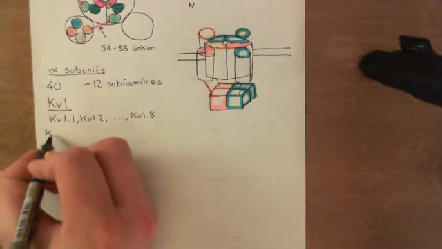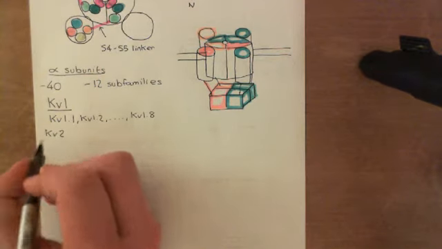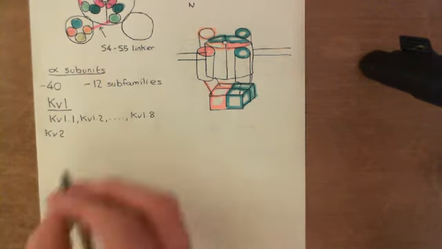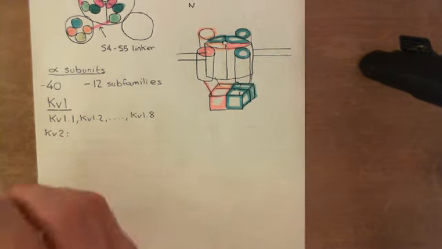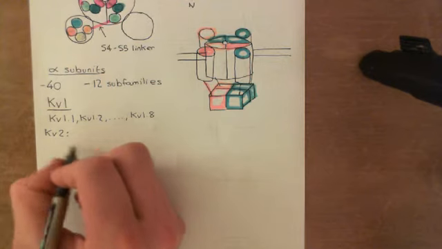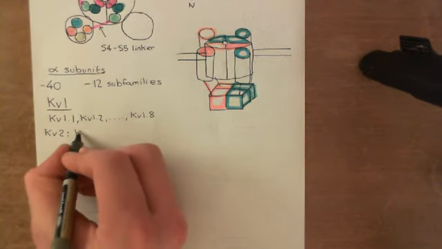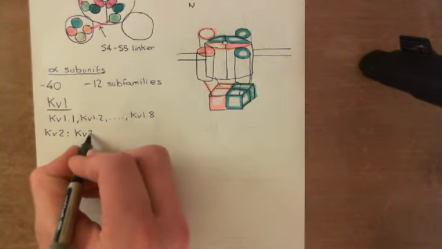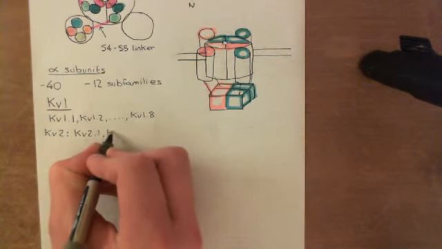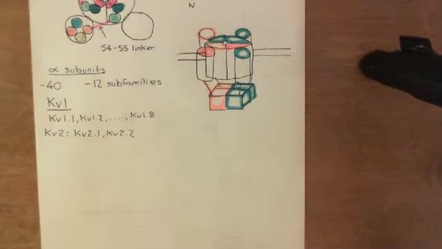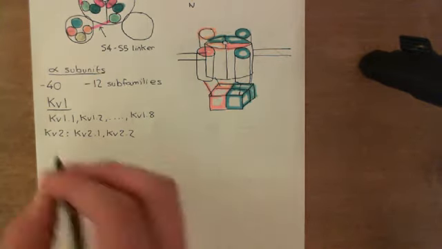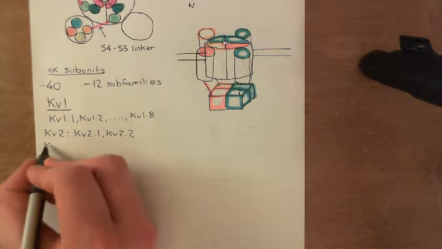Then we'll move on to the second subfamily. The second subfamily is KV2. There are 2 members of this subfamily, and I'm going to stop underlining it and instead just have a colon like so, otherwise I'll run out of space. Now, there are 2 members in this KV2 family, KV2.1 and KV2.2. So that now takes us up to 10 different alpha subunits so far. Only another 30 to go, so let's continue on.